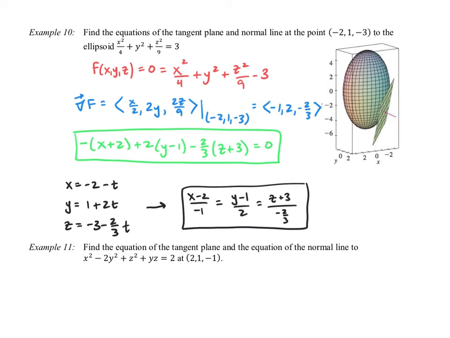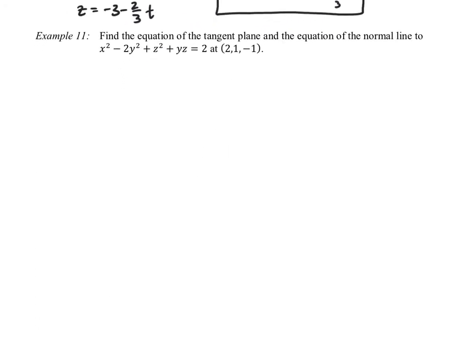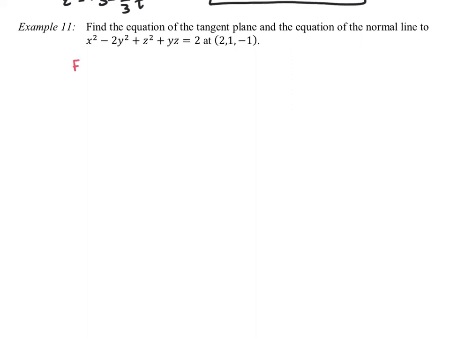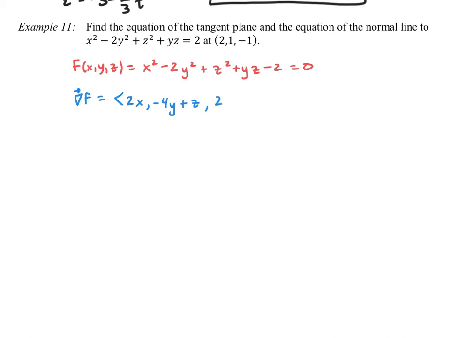All right, let's try one more. This is just a different function, different point, and we're going to do the same thing. So again, the first step is to set this equal to capital F of x, y, z equal to 0. Next step is to take the gradient and then evaluate that gradient at our particular point. That gives us 4, -5, and then -1.